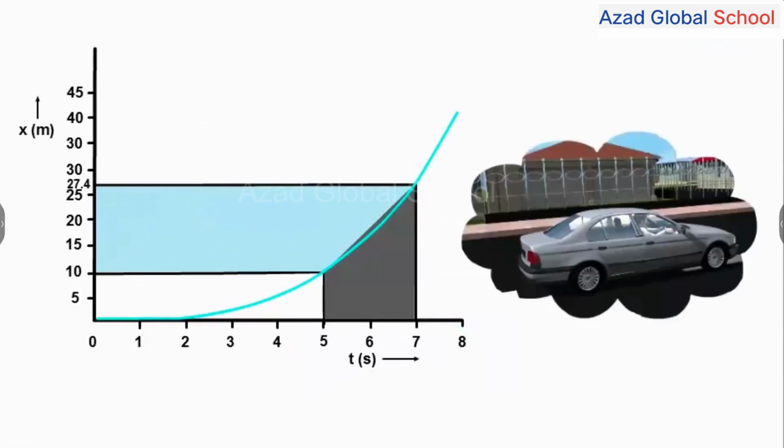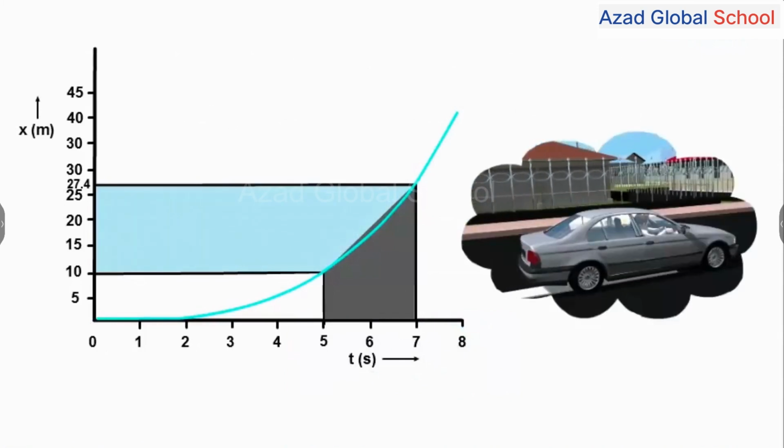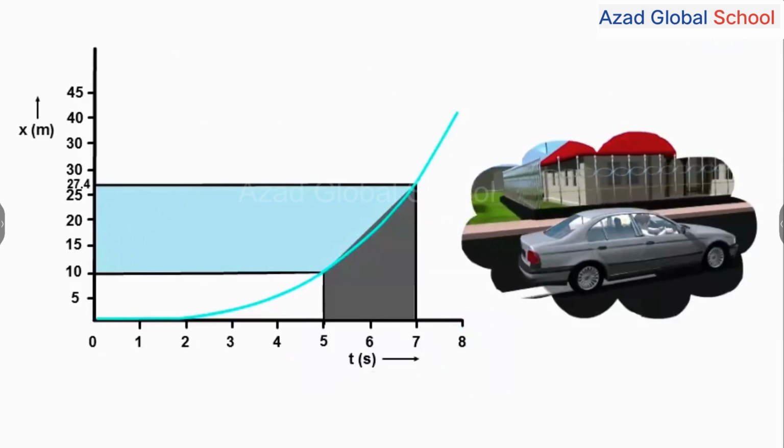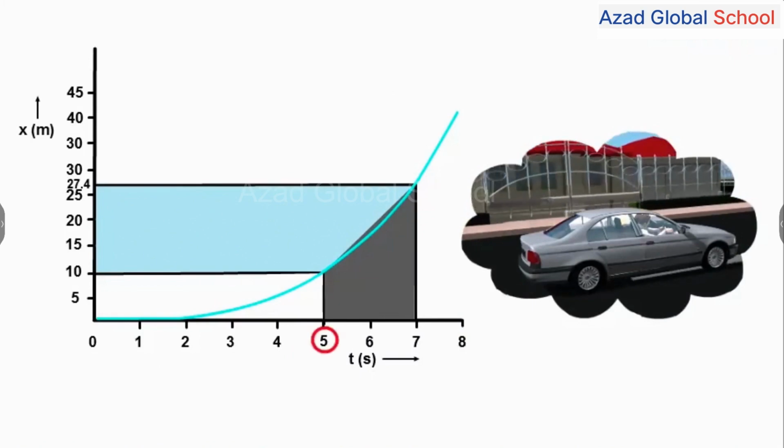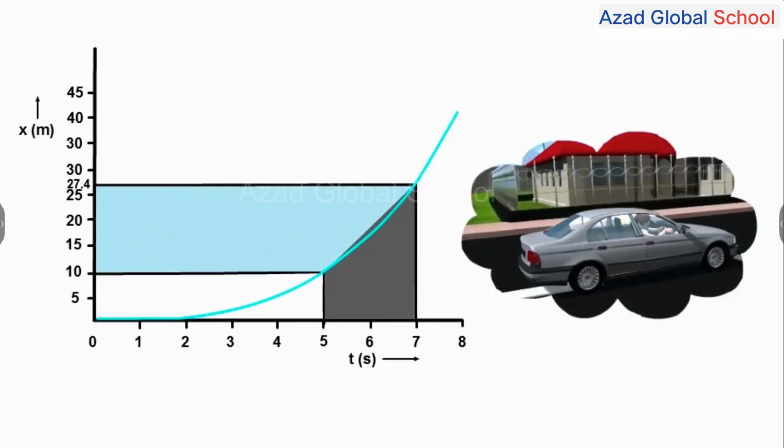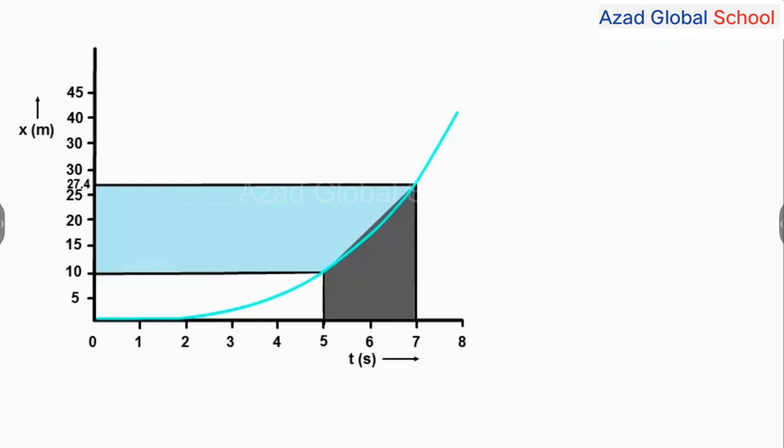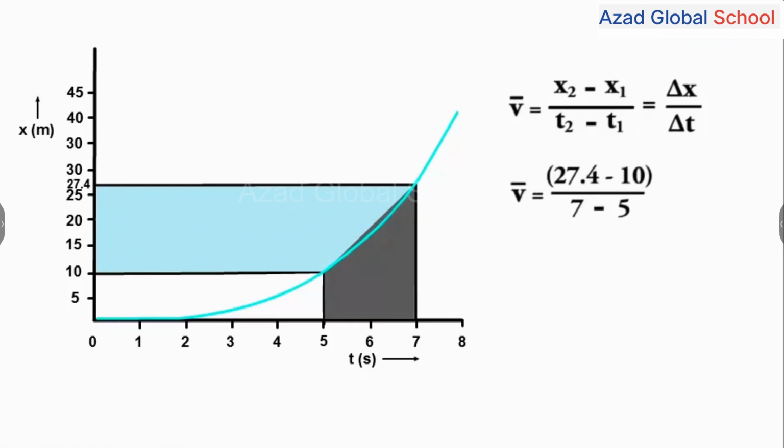Consider the motion of the car as shown here. As seen from the plot, the average velocity of the car between time t equal to 5s and t equal to 7s is V bar is equal to x2 minus x1 upon t2 minus t1, which is equal to delta x upon delta t, is equal to 27.4 minus 10 upon 7 minus 5, which is equal to 17.4 upon 2, which is 8.7 meter per second.